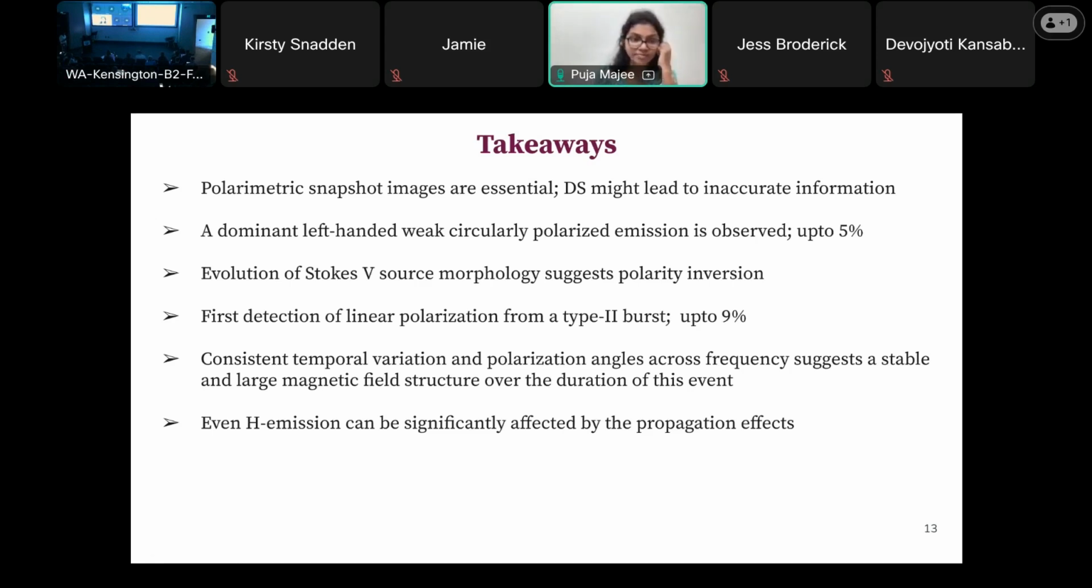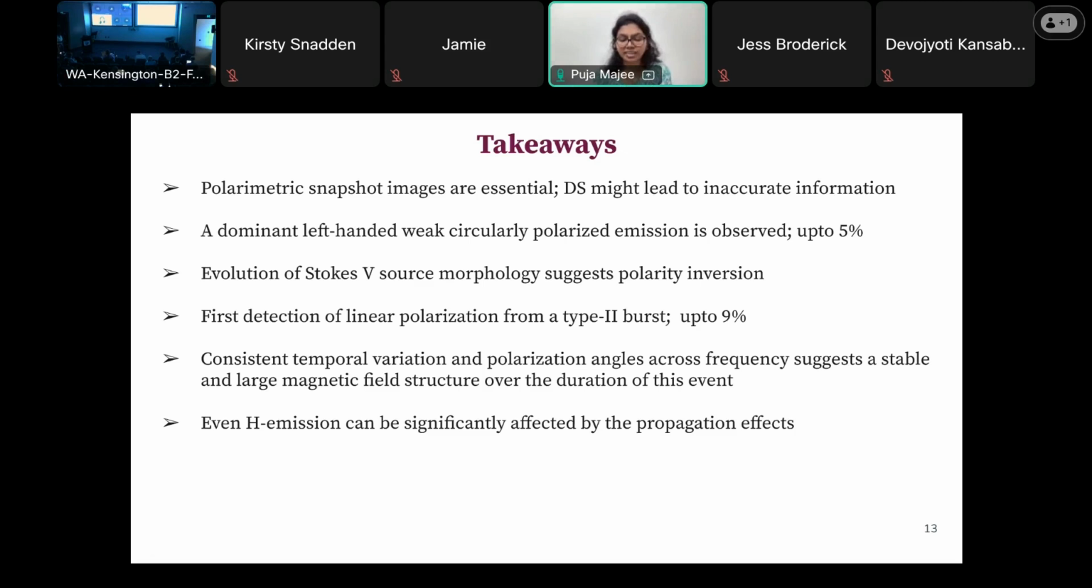Very nice talk and very exciting stuff. I was curious: now that you have found linear polarization and circular polarization as well, what does it imply about the scenario of type 2 burst production? Also, is it a special burst? Is it the only burst that has been studied in that great detail, or, now that you have these more sophisticated tools, would you expect to see this level of polarization for all type 2 bursts?